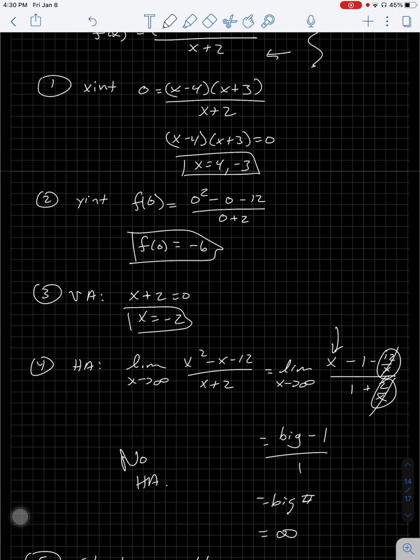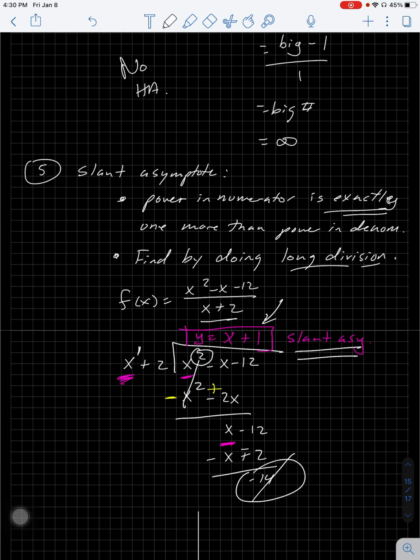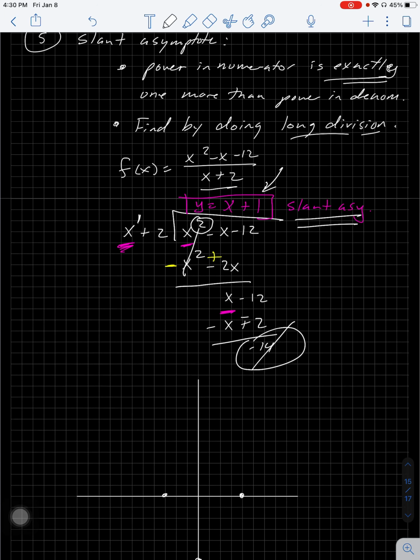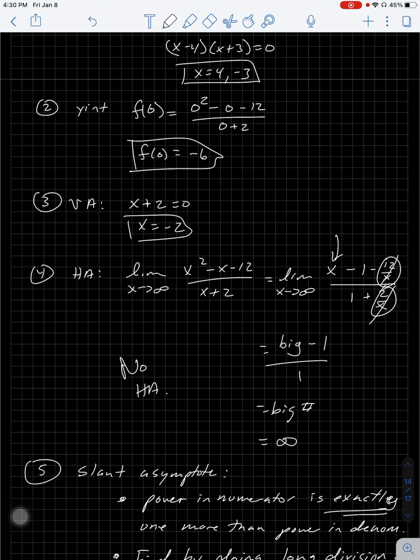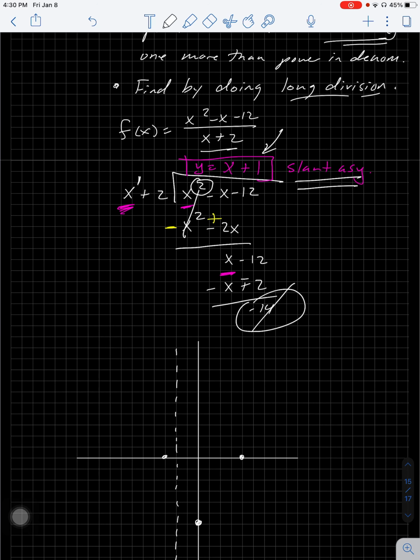Interesting. All right, so let's draw this guy and see what happens. My x-intercepts are 4 and negative 3, and my y-intercept is negative 6. Okay. And my vertical asymptote is negative 2. I don't have a horizontal. By the way, you'll never have a horizontal and a slant together. The slant replaces the horizontal. And my slant is a line, so I'm graphing this line.